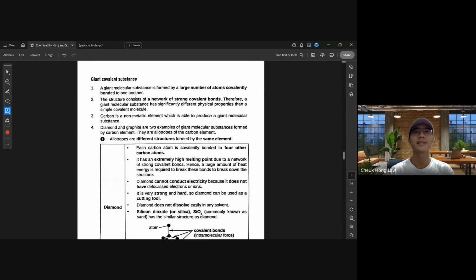Okay, so we talk about simple covalent molecules. Now is giant covalent. So giant covalent, right? The difference is that they have a large number of atoms because it's giant. So they have a large number of atoms covalently bonded to each other. So it's like a network of strong covalent bonds. Okay, so the covalent bonds are between the atoms.